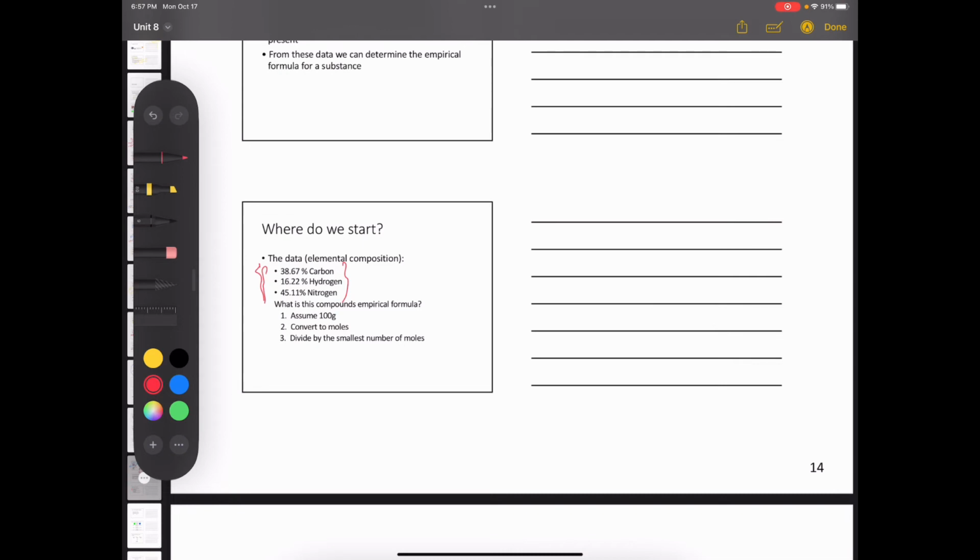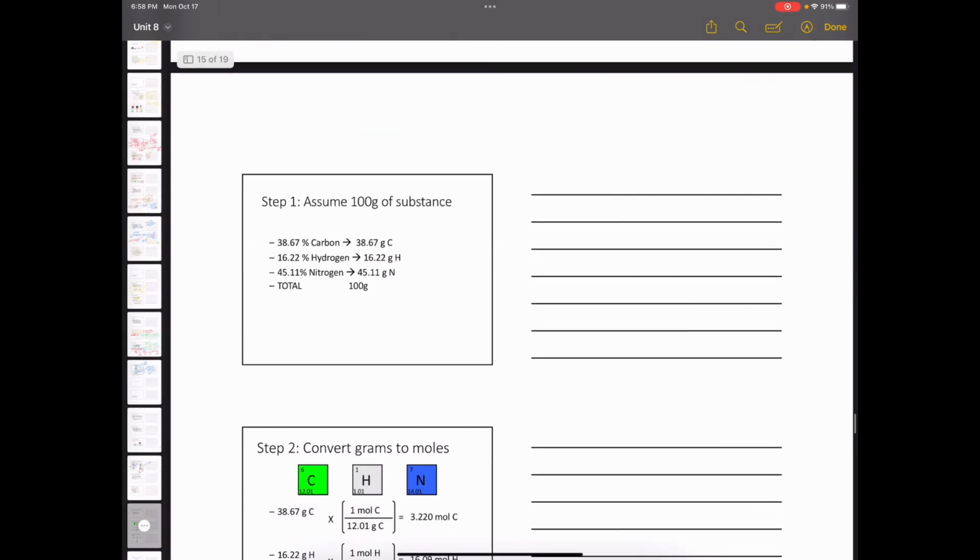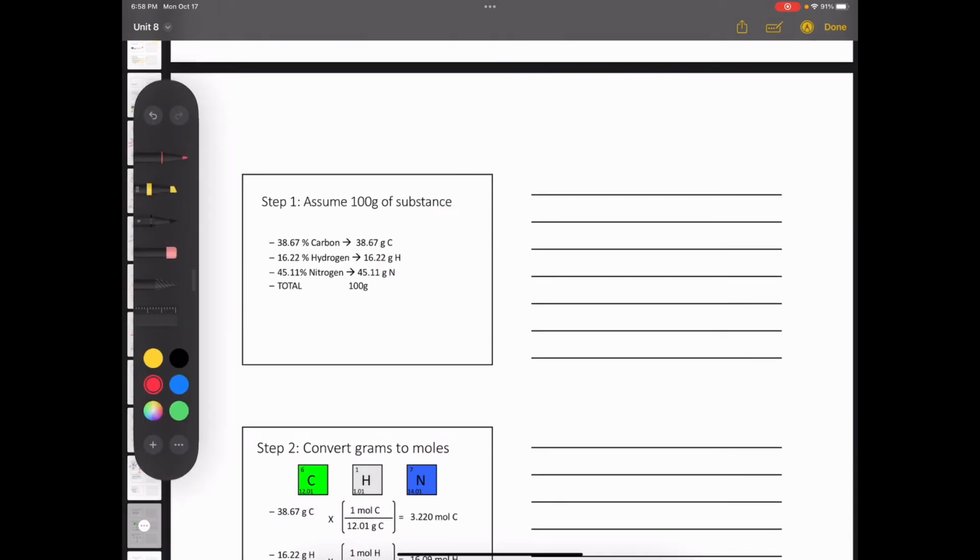First things first, once you see ratios, you need to assume that you're dealing with 100 grams worth of material. That way you can convert your percentages into an actual number of grams, okay? Because once you assume you're dealing with 100 grams, 38.67% would be 38.67 grams, because when we say 38.67%, that means it's 38.67 grams per 100 grams. Remember this? That's how we convert the ratio.